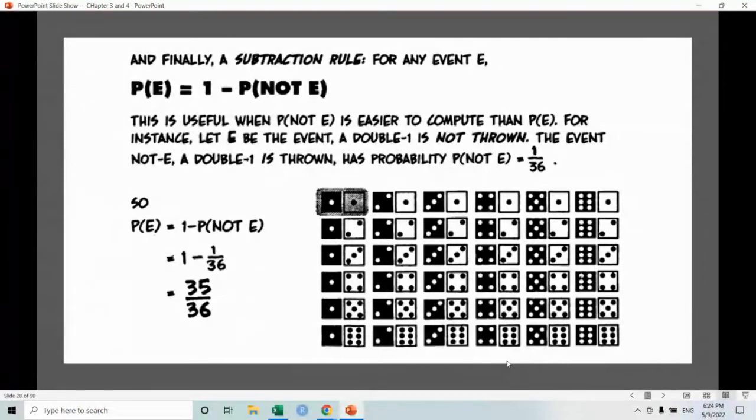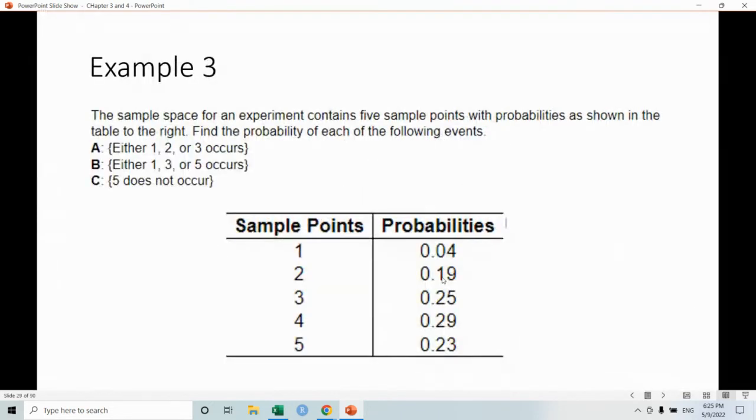Finally, the subtraction rule. For any event E, the probability of E equals 1 minus P of not E. This is useful when P of not E is easier to compute than P of E. For instance, let E be the event that a double, two 1s, is not thrown. Then the event not E, that a double 1 is thrown, has probability 1 over 36. So P of E would be 35 out of 36. That's called the complement, or the other part of a probability.